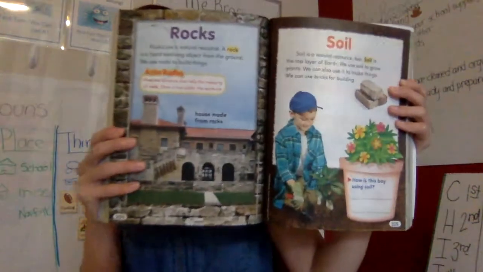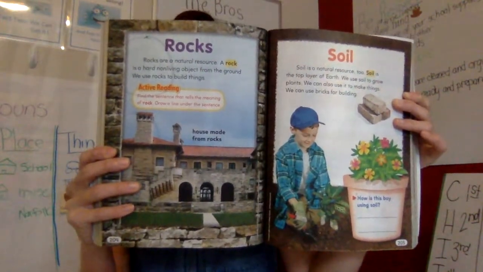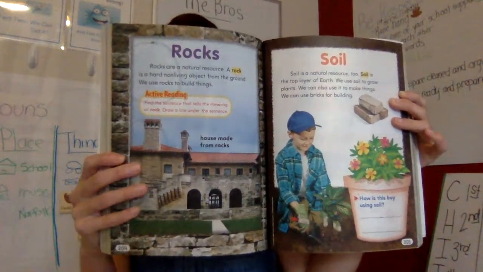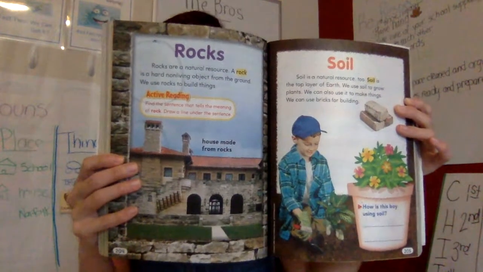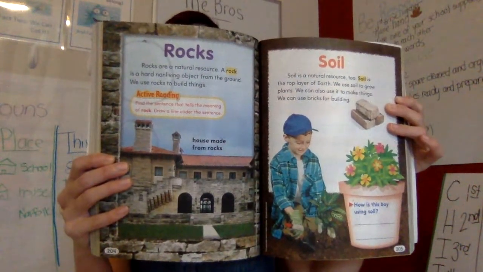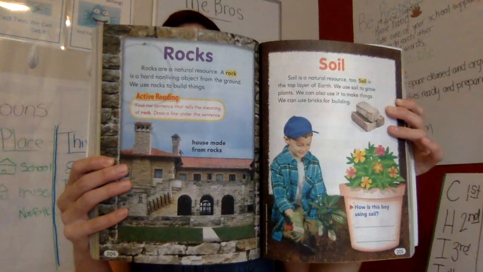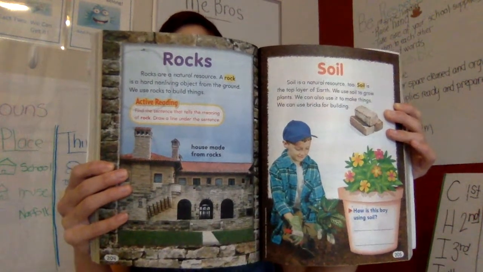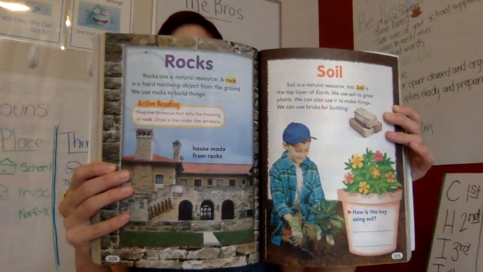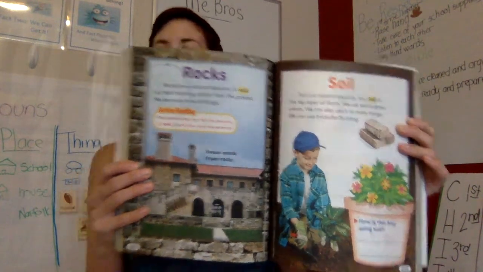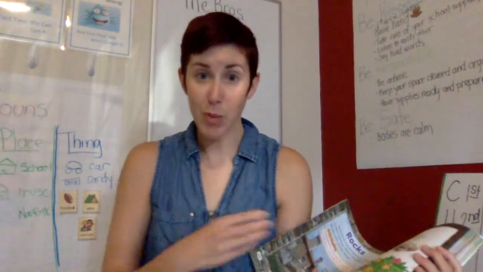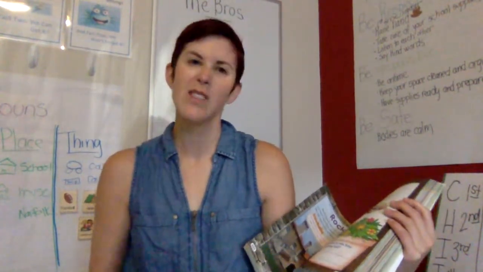So I want you to tell me, what are the different ways that we can use soil or dirt, which is on this page right here? What are the different ways that we can use soil or dirt? So maybe you said you can plant a garden using soil. You can also play in the dirt too, but that doesn't really help us use our natural resources.